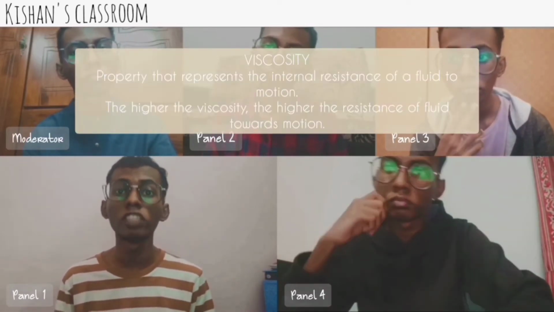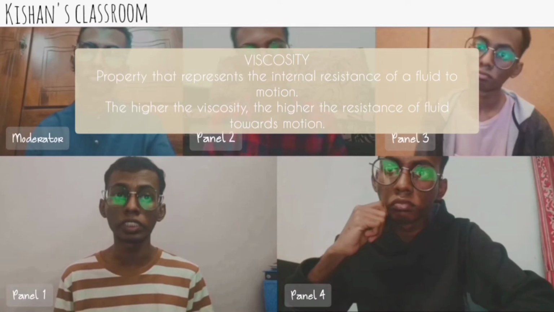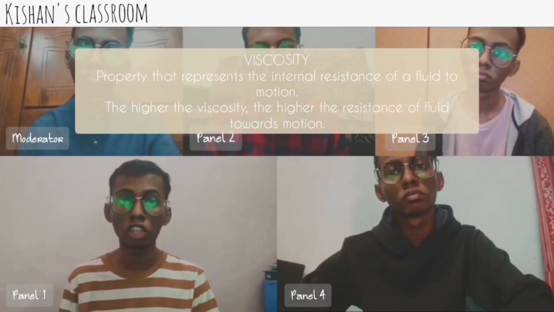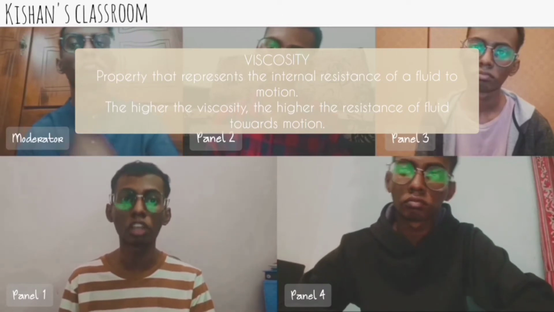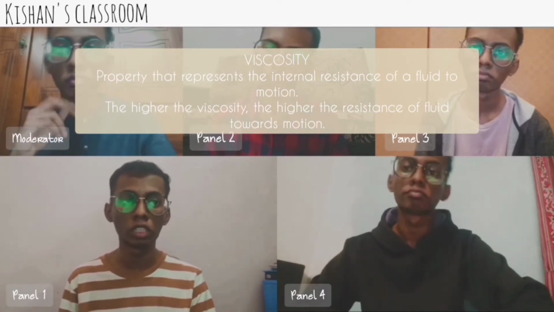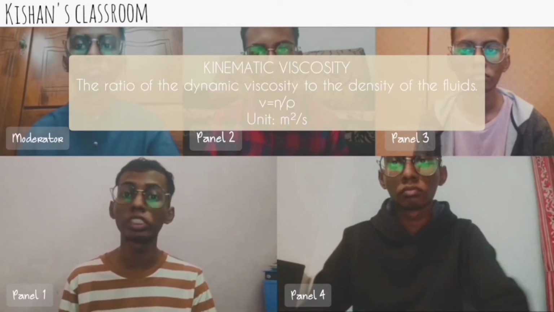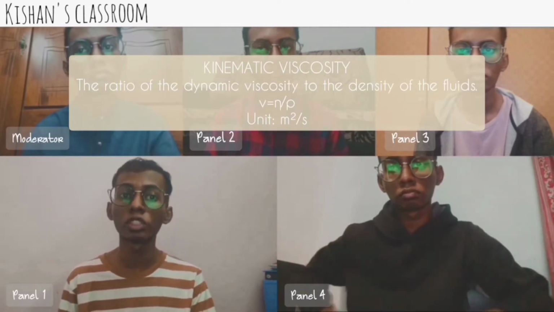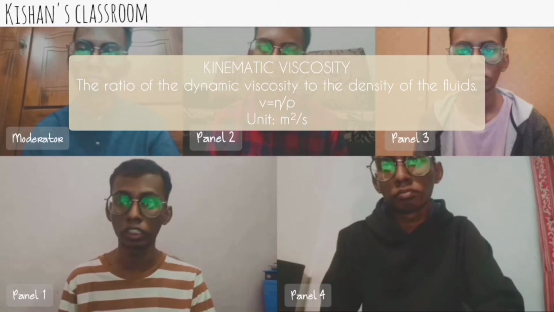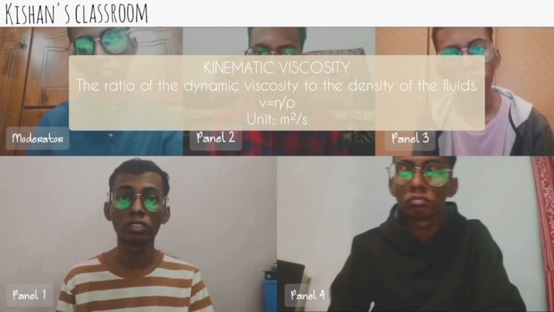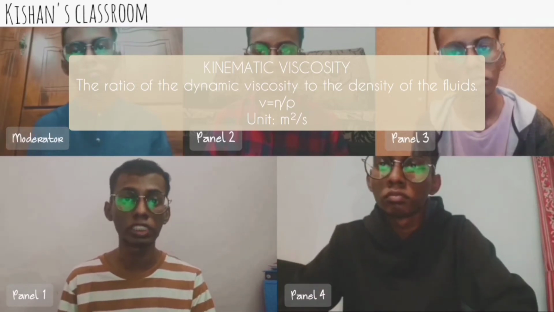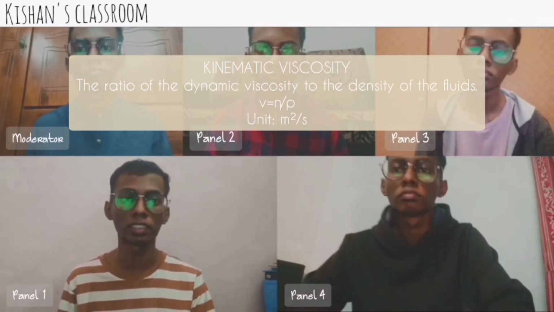So the next property is viscosity. Viscosity is the property that represents the internal resistance of a fluid motion. The higher the viscosity, the higher the resistance of fluid towards motion. So one of the types of viscosity is kinematic viscosity, which is the ratio of dynamic viscosity to the density of fluid. So the unit for kinematic viscosity is m square over s.